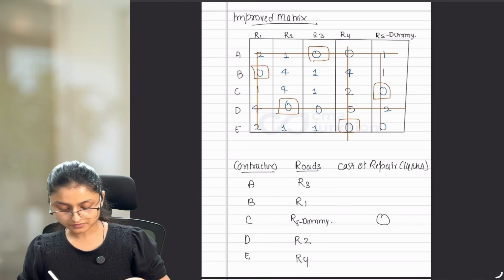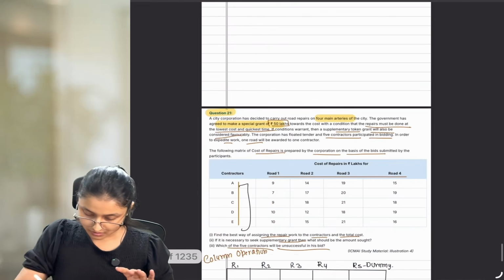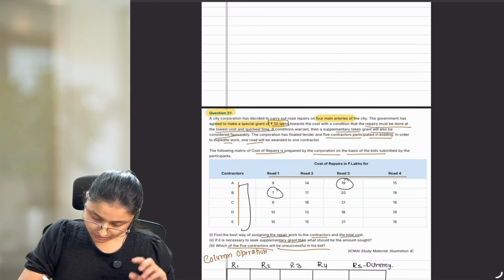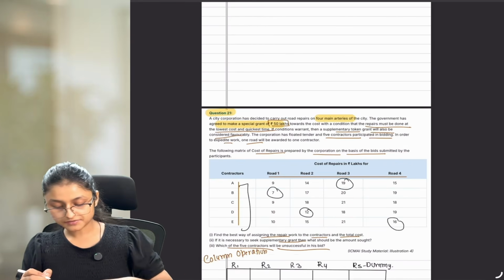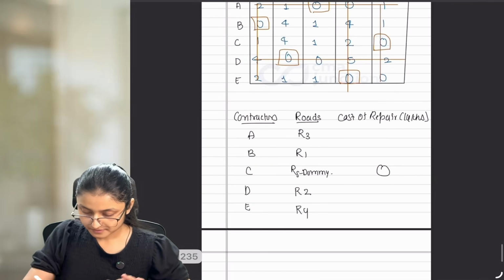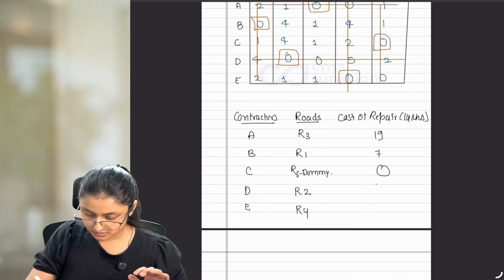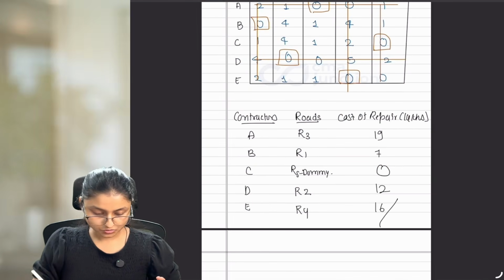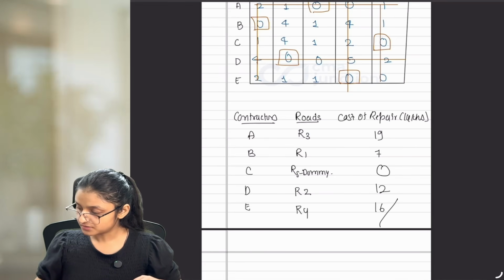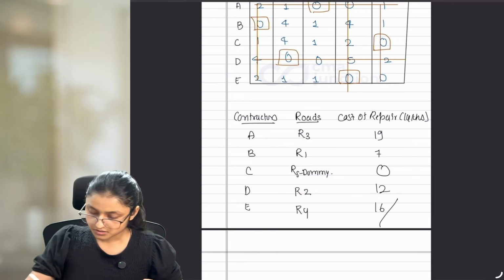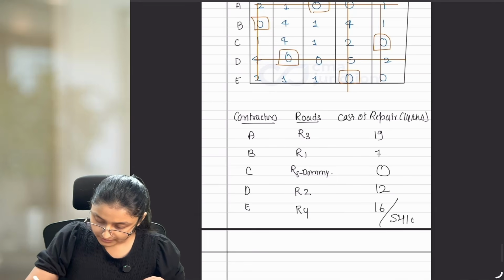Next, R3, R1, R2 for D, and R4 here. So 19, 7, 12, 16. Take the total of it. 19, 7, 12, 16 is equal to 54 lakhs, which is your minimum cost.